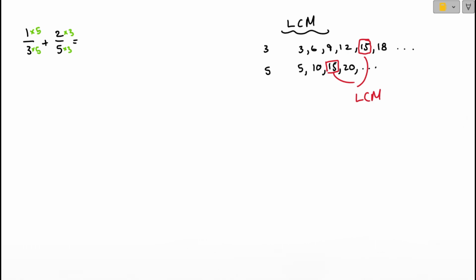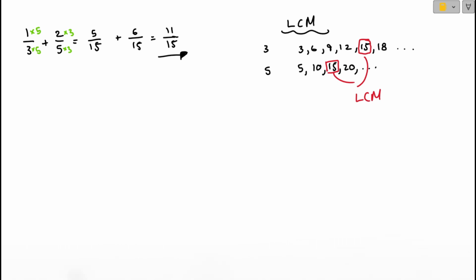So if I were to rewrite this entire question over here, 1 times 5, that will give me 5. And 3 times 5 will give me 15. Plus, remember, keep the sign the same. 2 times 3, that will give me 6. And 5 times 3, that will give me 15. Okay, cool. Now we know our denominators are the same. We can actually just go ahead and sum up the numerators. So 5 plus 6, that will give me 11. And that's pretty much the answer.